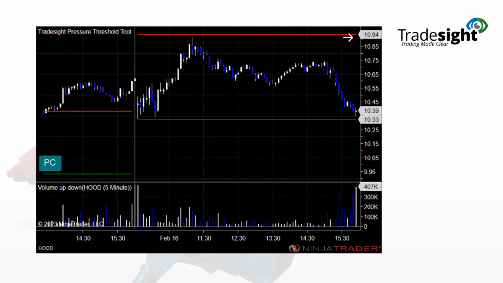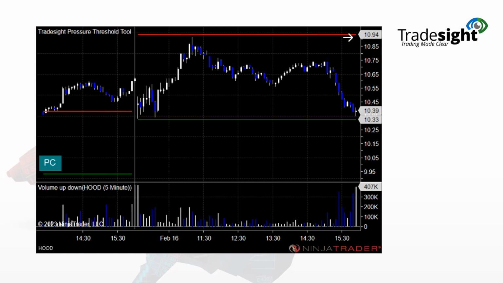This is another example, Robinhood, right? This is a $10 stock, but look at how the day played out. A little gap down, and then basically the low of the morning, that first 5-minute candle, was the green line, and that's the lower pressure threshold for the day. Then we held that level, ran back up, and where do we stall out? Basically right at the red line, which is the upper pressure threshold.